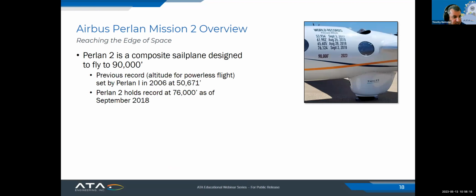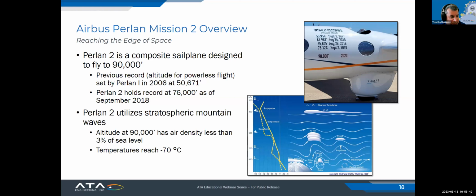At that point, they realized, okay, the Perlan 1 design was not going to allow us to go much beyond that. And so they did this redesign in order to get to the Perlan 2. As of 2018, it does have a world record of 76,000 feet. It hasn't made it to 90,000 feet yet, but they're hopeful. And so why that's interesting is because of the way that the Perlan 2 actually works.